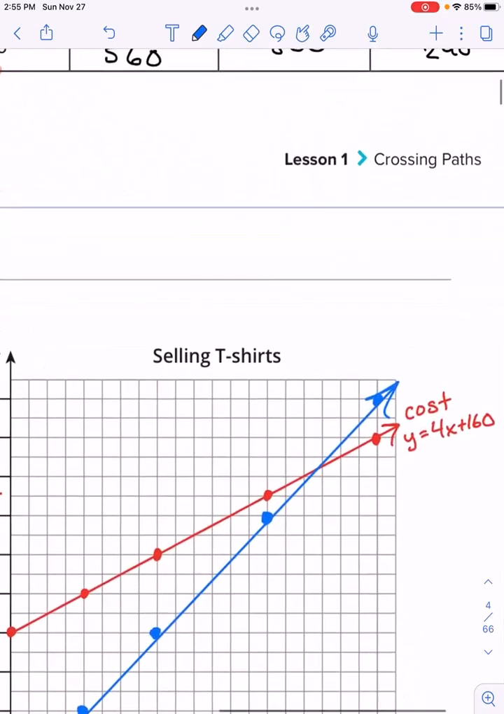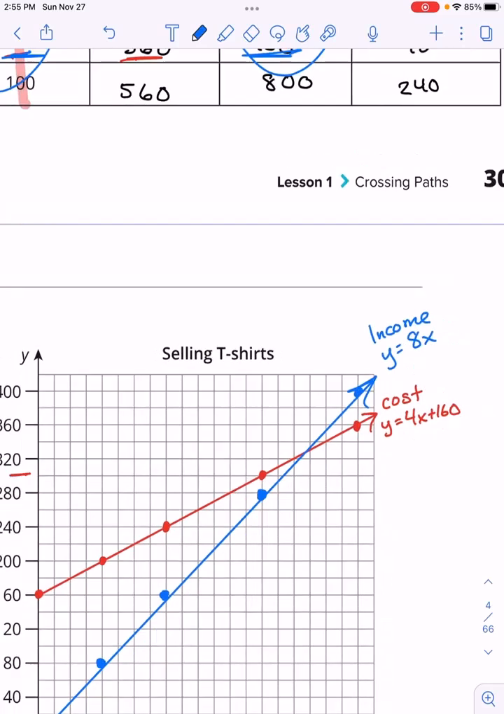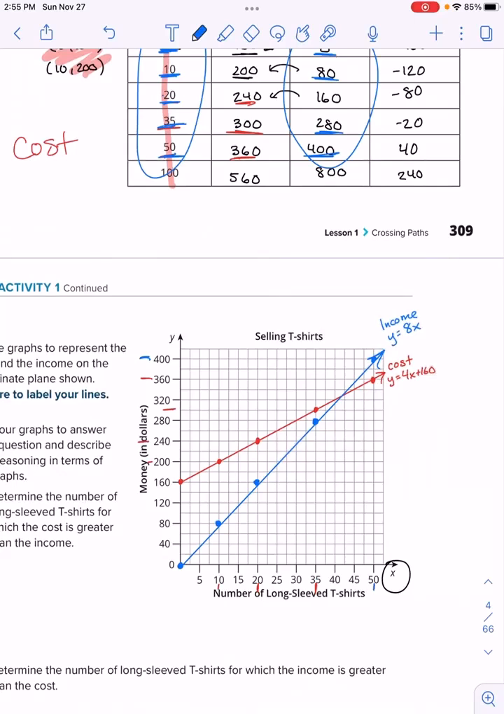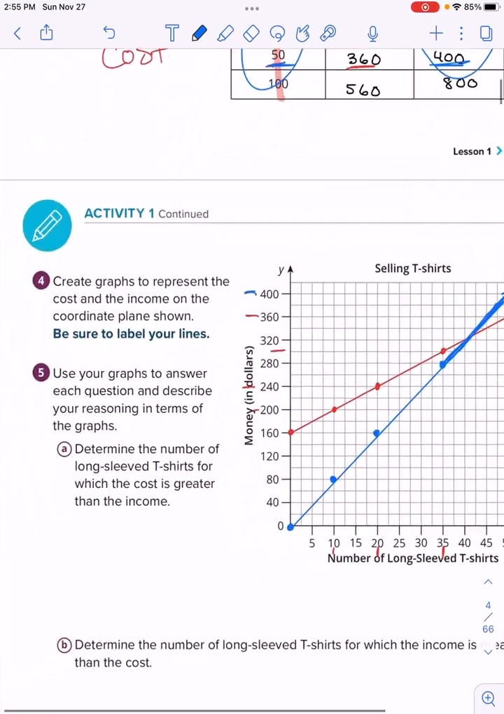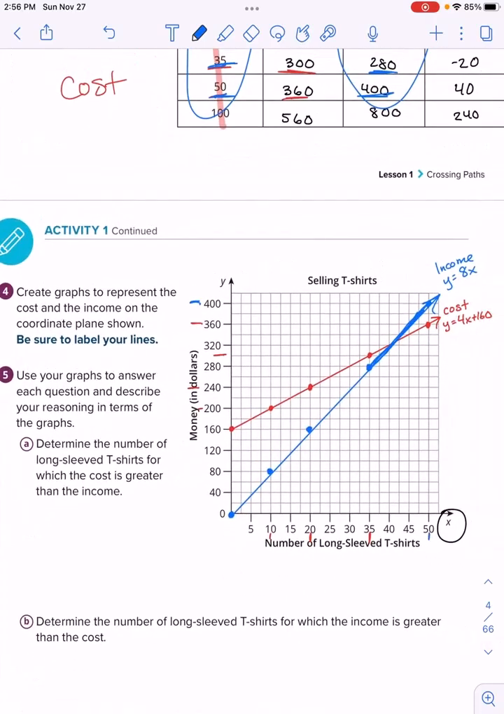All right, so what's in blue? This is income. And income is represented by the equation y equal to 8x. Notice I couldn't quite get this correct, but something like this. All right, let's look at this graph to analyze and write out the answers for these questions.